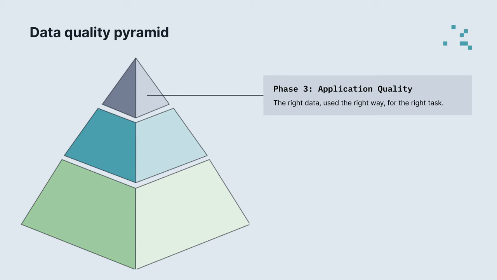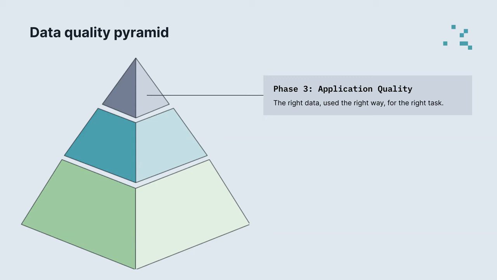The reason that this third phase is on top of the previous two phases is because without understanding whether the data is landing on time, is complete, and whether it conforms to some business assumptions and requirements, you'll never be able to achieve this state where the data is in a known state and everybody knows which data to use for which tasks.